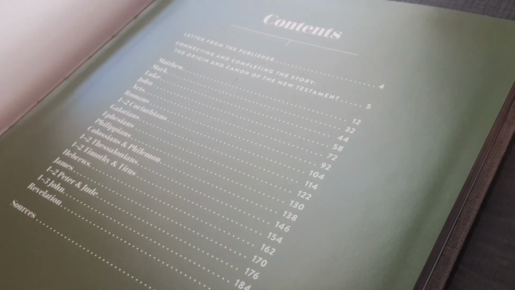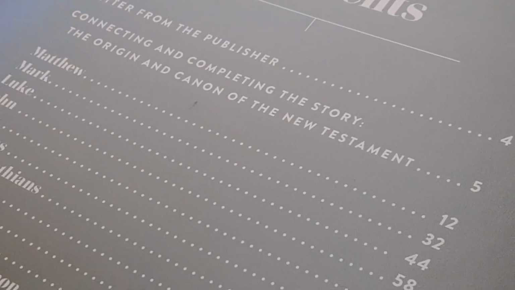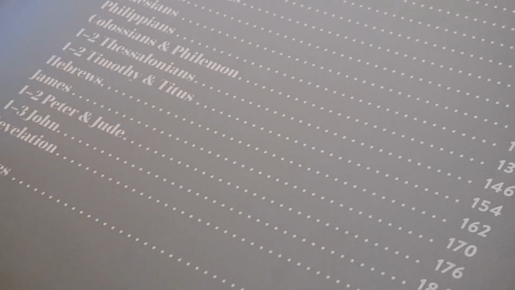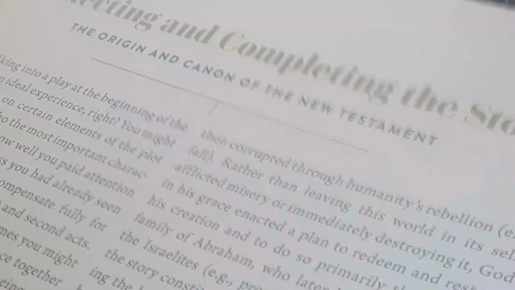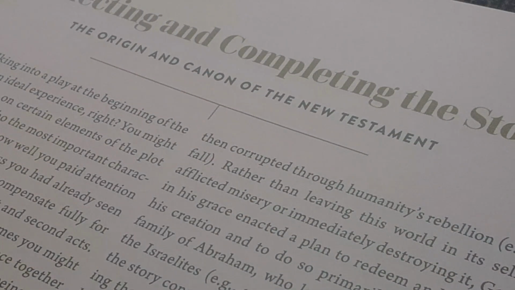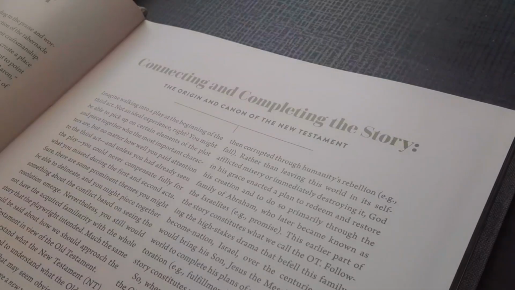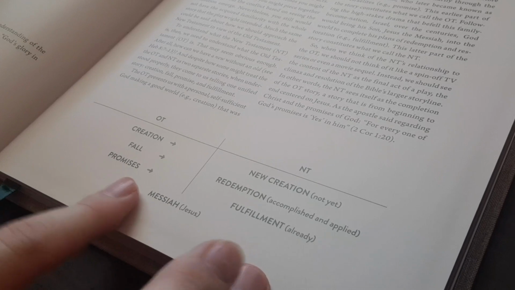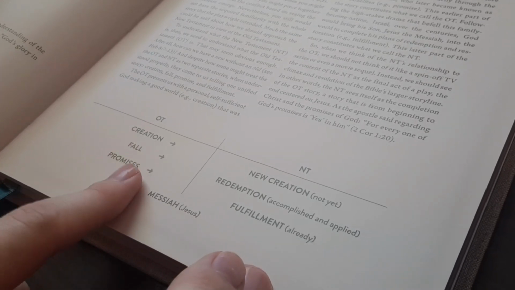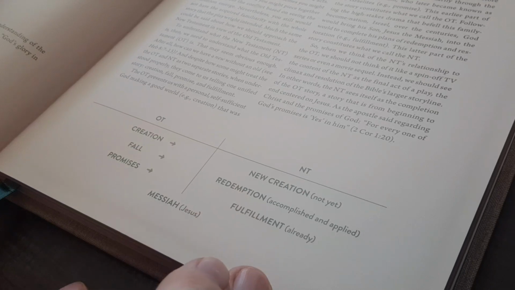Then here you have your table of contents. Let me zoom in right quick. Which is all the books of the New Testament. So this is the newest one that they released. I don't know if they're going to be releasing any more that is similar to these right here. And down here you have a little table that tells you the basics of the Old Testament and the New Testament.